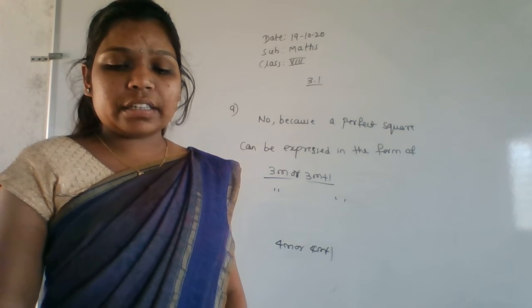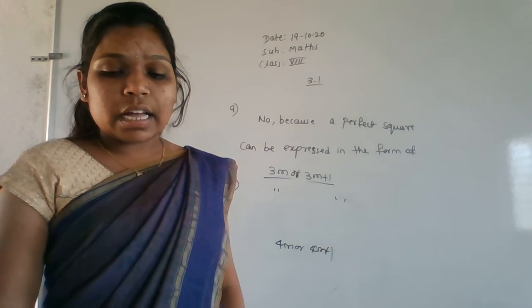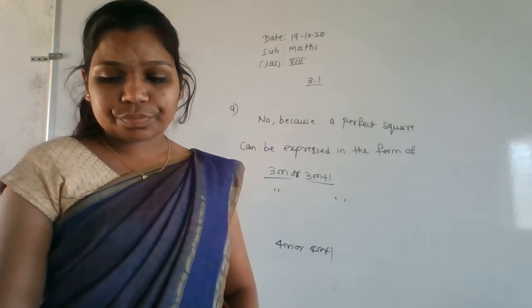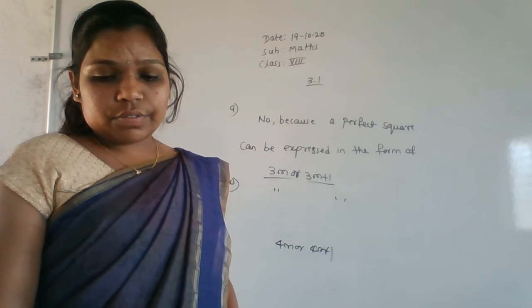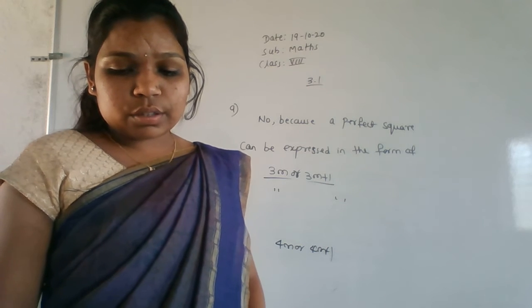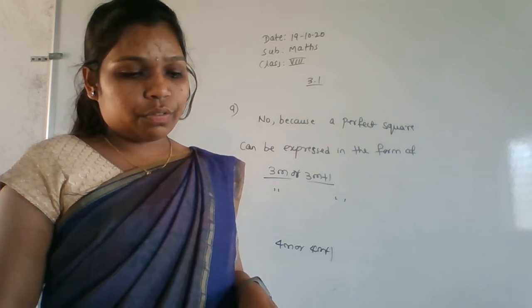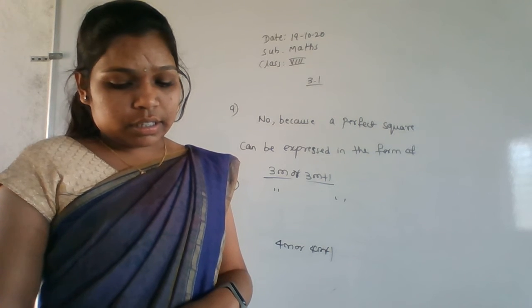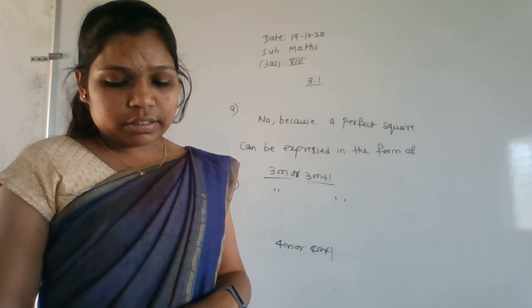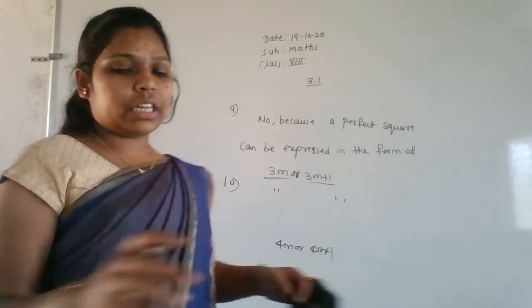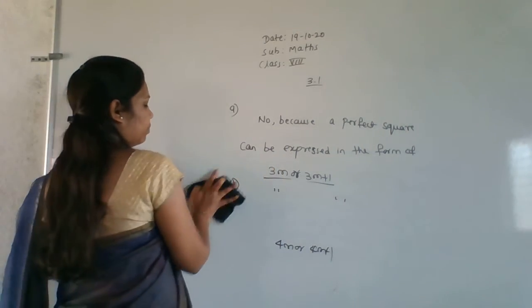Without finding the squares, evaluate each of the following. That is nothing but, here 49 square minus 1 they have given. Let's see.